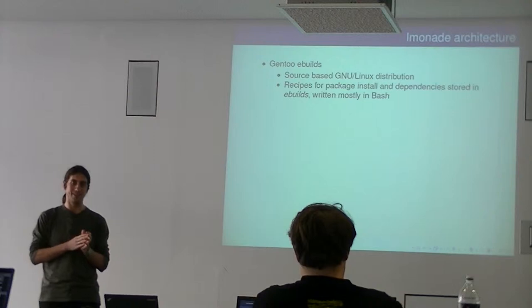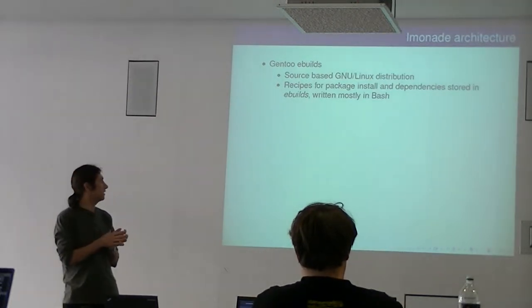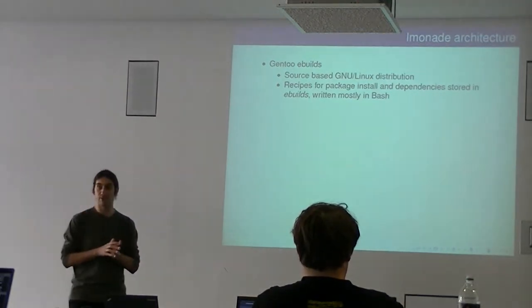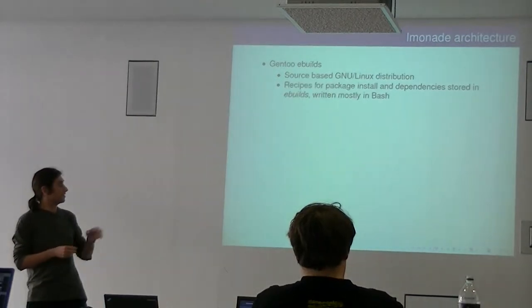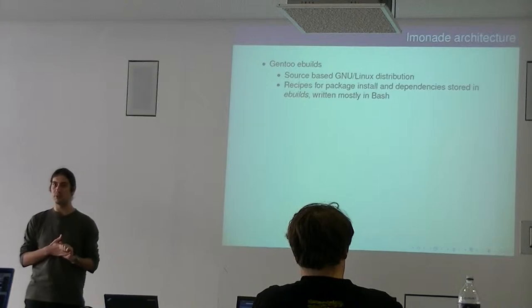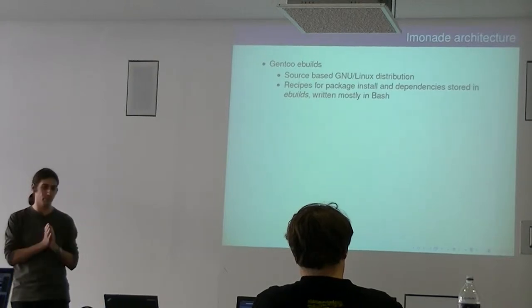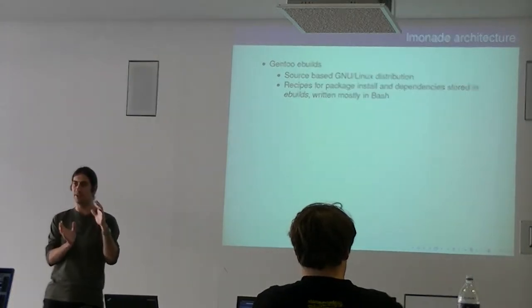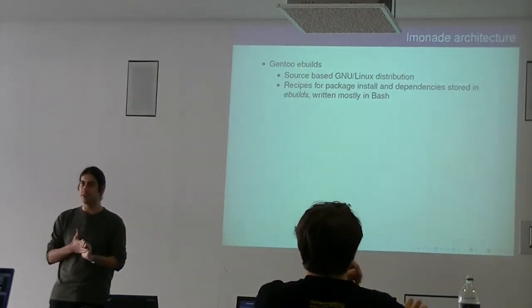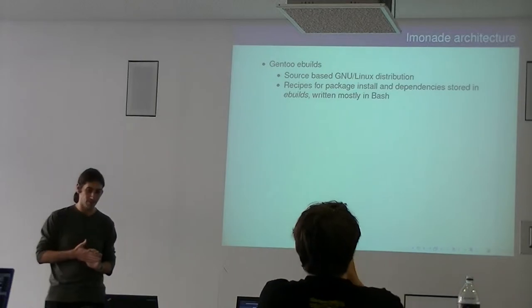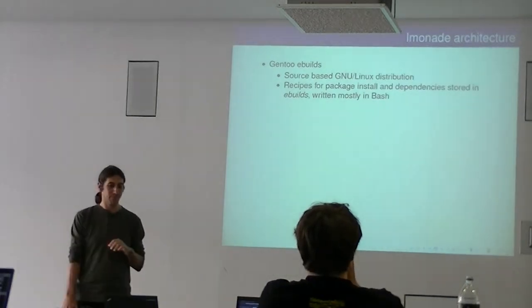How does it work right now? We all like, at least locally, the Gentoo Linux distribution. Lemonade is also built on Gentoo, and there are many reasons for this. One of them is that it's a source-based Linux distribution, which only contains its own set of recipes on how to install packages and what they depend on. These things are called ebuilds, and they are written in Bash, which everybody who packages things knows already.